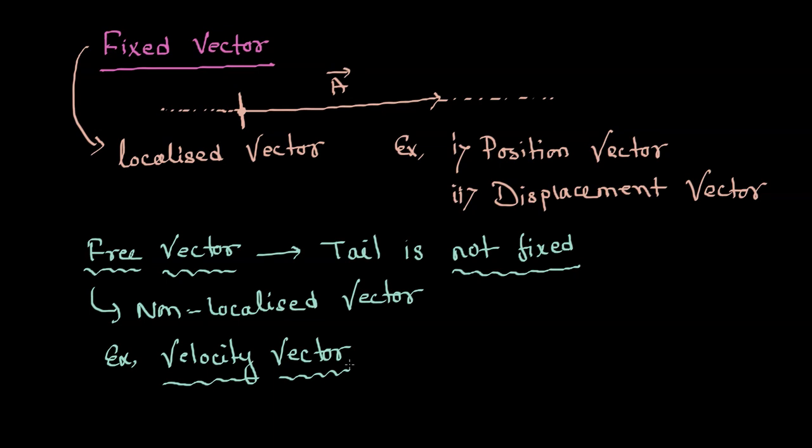Next is the negative vector. If the direction is opposite, that we all know, that is a negative vector, that we have already studied. So now the important one is the co-initial vectors. Very important.